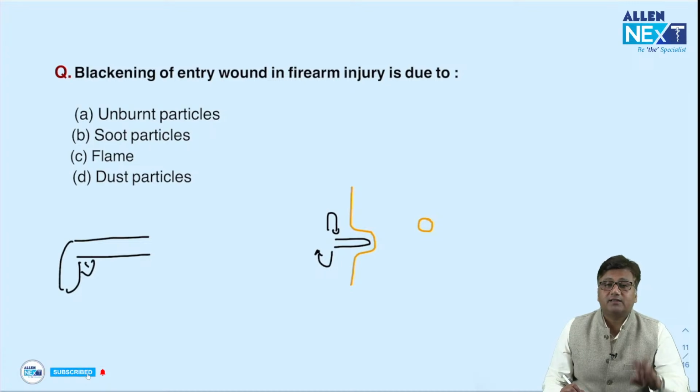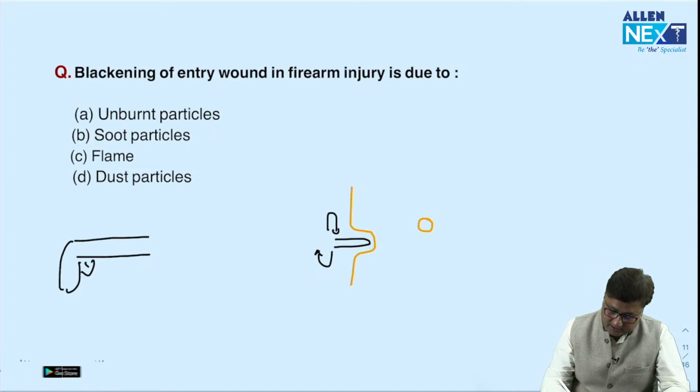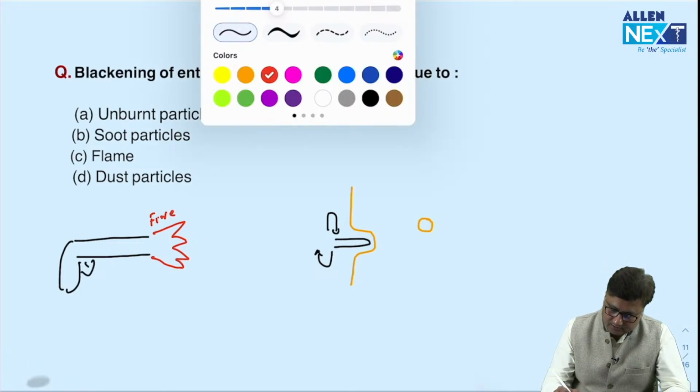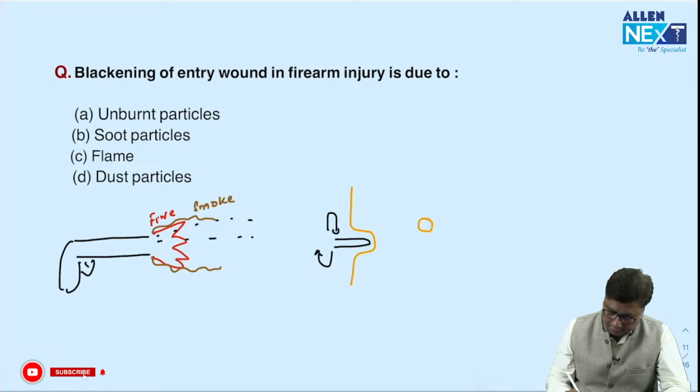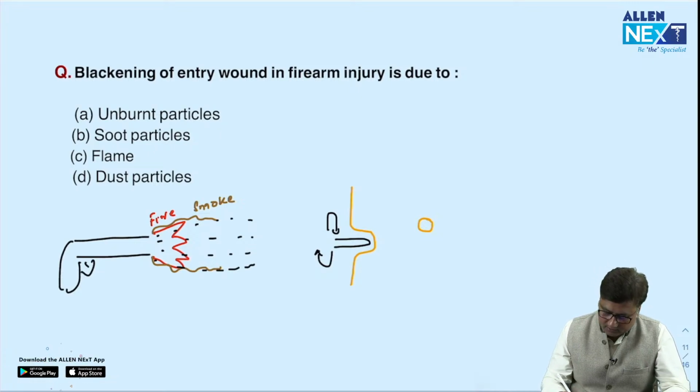But apart from bullet, there are three more things that come out of the barrel. One is fire. The second is smoke, because wherever there is going to be fire, there is bound to be smoke. And the third is partly burnt or unburnt gunpowder particles. So these three things are also ejected out of the barrel of the gun.